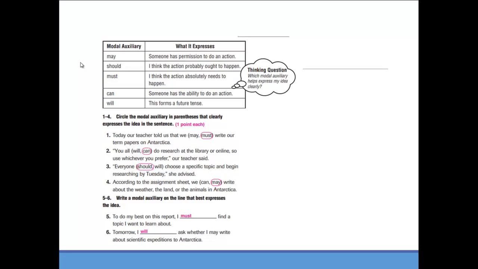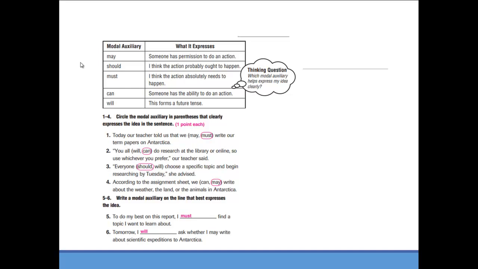Let's move to another exercise using modal auxiliaries. Let's start with number 1. Today our teacher told us that we may or must write our term paper on Antarctica. So it's going to be must. The teacher told us that we must do something that has to happen.